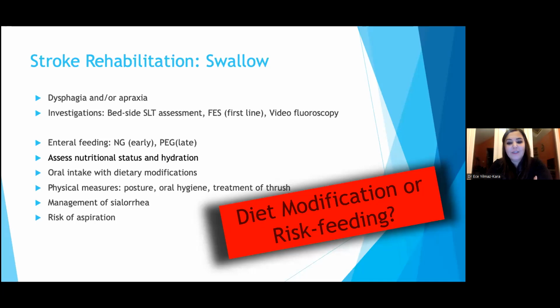And that's the early phase, that can be acceptable perhaps, but in the subacute and chronic phase, patients may choose to have oral intake with the risks associated, including aspiration, choking, and death. And that would be a patient choice, but that's a very careful, delicate discussion to have.